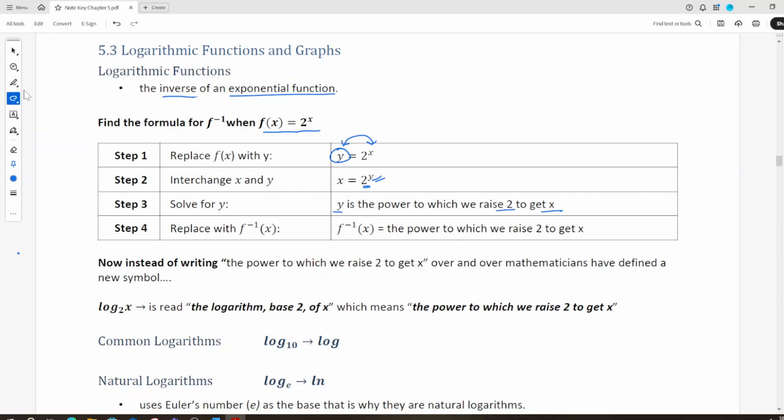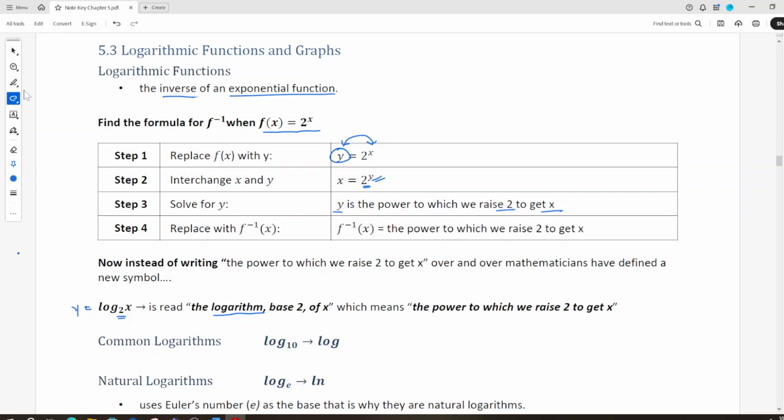So instead, mathematicians have defined a new symbol. We would say that y equals log base 2 of x. So it is read the logarithm base 2 of x. I never say the whole word logarithm. So I would just say log base 2 of x. So that's how this is read. And what it means is 2 is the base, y is the exponent that you're raising 2 to get x, or simply, this is the power to which we raise 2 to get x.